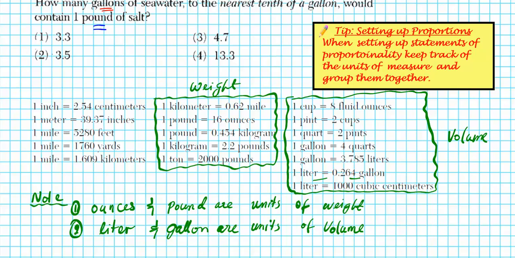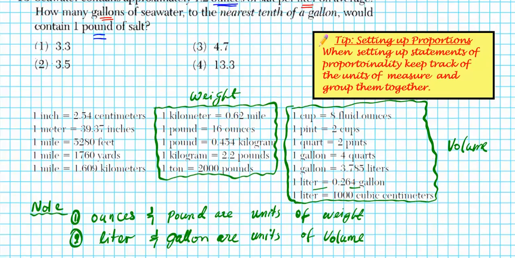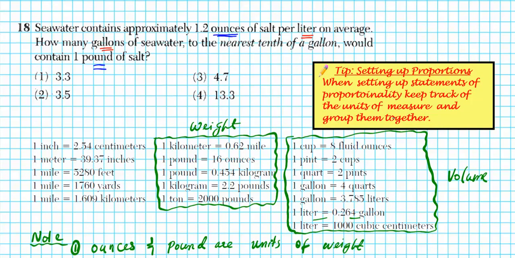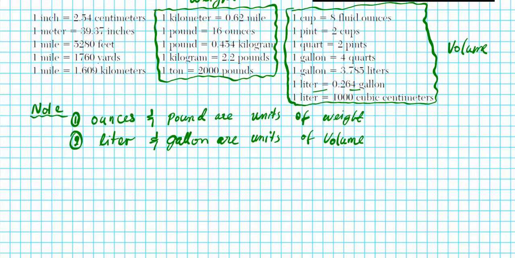All right, now in this problem, it's good to start from the end. Okay, look at what you are looking for, so that will help you set up your conversion factors. We are looking for how many gallons in 1 pound. So that's gallons per pound. Okay, so what we're looking for is to find x gallons per 1 pound.